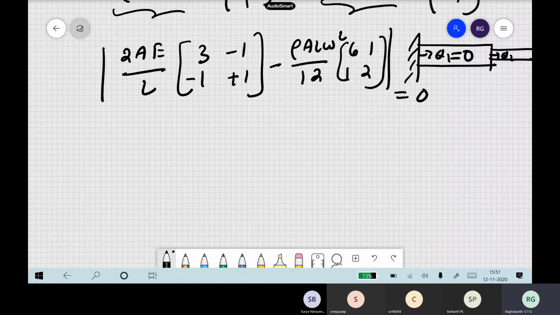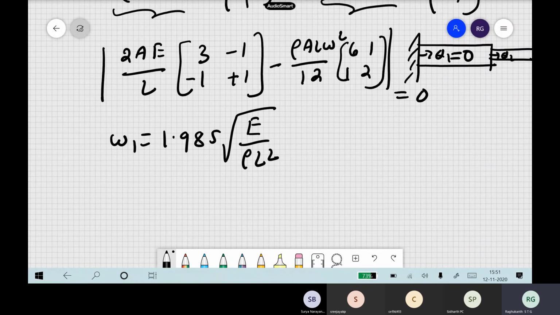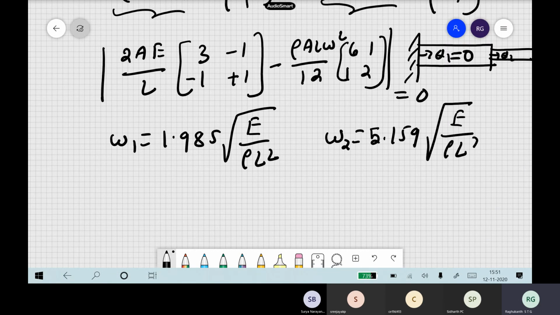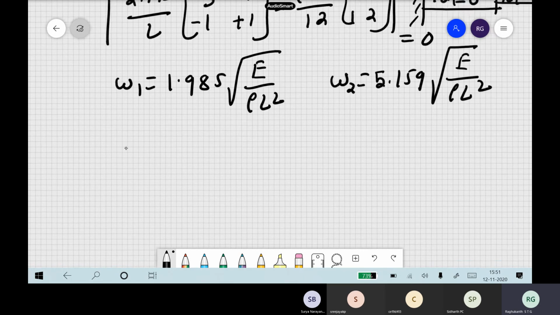And finally, you can solve for the roots of the equation. So omega 1 becomes 1.985 square root of E by rho L square. Now you will not get any natural frequency equal to 0, because one end is fixed, so there is no possibility of a rigid body mode here. So these are the two natural frequencies.